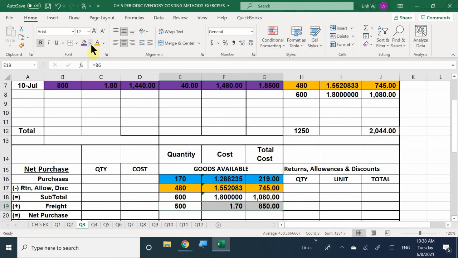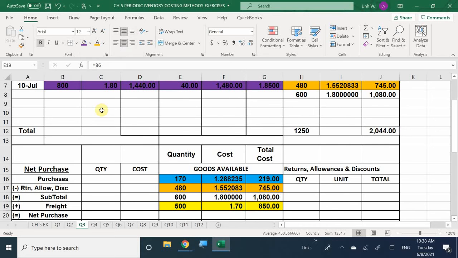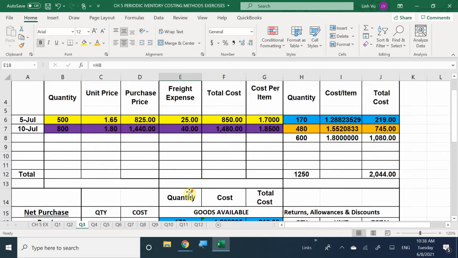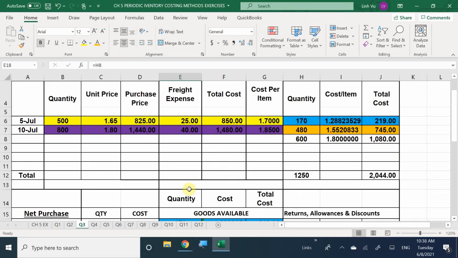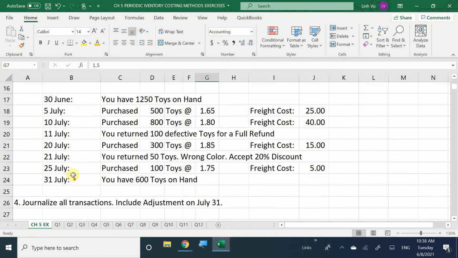Okay, and this one, I made it yellow. So for the purple batch right now, this is what we purchased, but we might have to make some changes and things like that. So let's go ahead and see what happened the next day. All right. So on July 11th, what happened here?